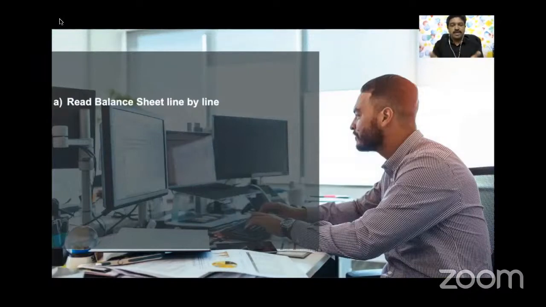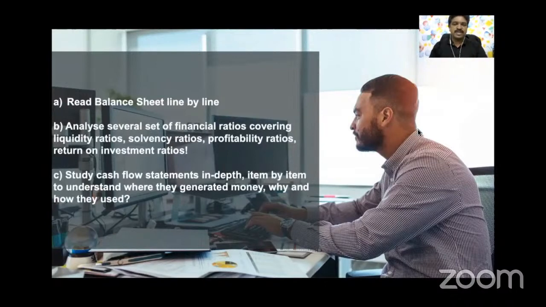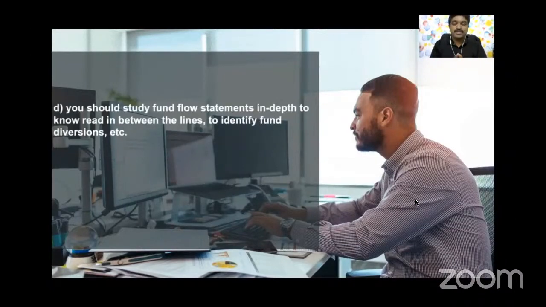when you do the financial analysis, you have to read the balance sheet line by line. You should focus or put your attention on every item in the balance sheet. You have to analyze various sets of financial ratios. There will be liquidity, solvency, profitability, return on investment ratios, various sets of ratios. Then you have to study the cash flow statements in depth. You have to focus on item by item. You should see where they generated money, where they have used, how they have used. Then you should also study their fund flow statement in depth, and again between the lines, to identify whether any fund diversion has taken place.